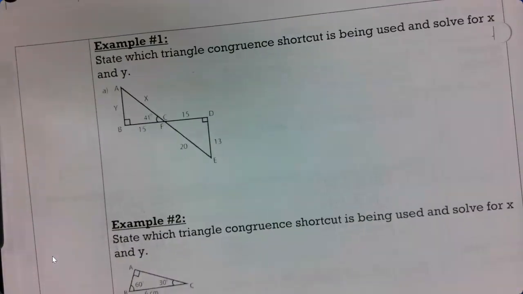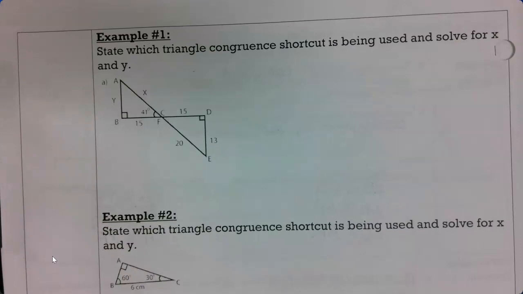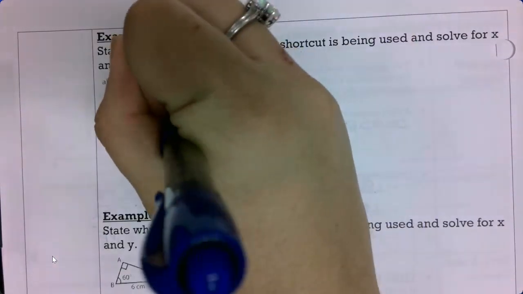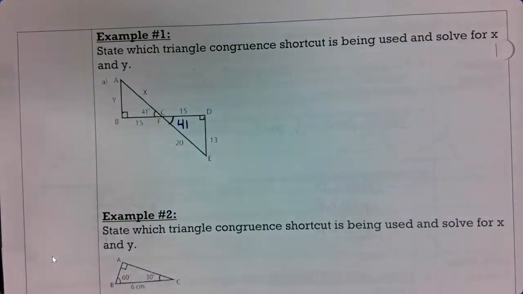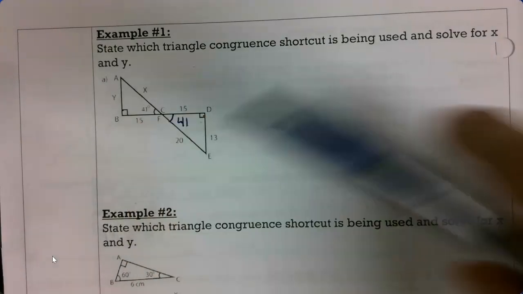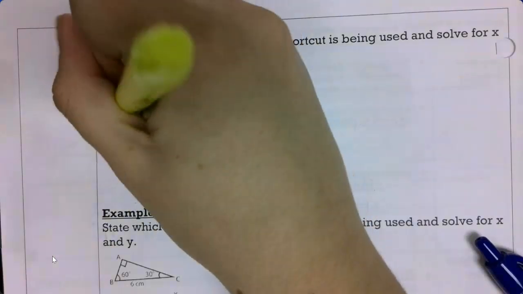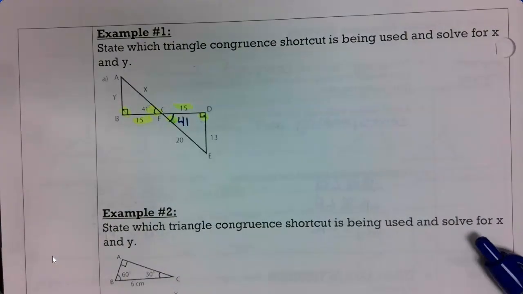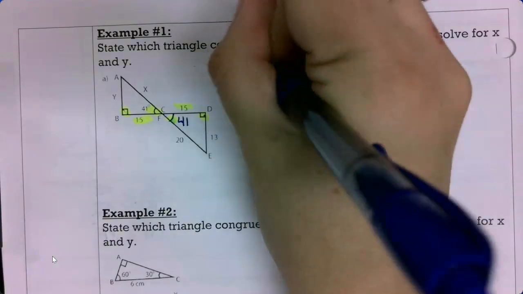Okay. So on the back side, it wants me to state which triangle congruence shortcut is being used and to solve for x and y. So if I look at this, I have these two angles that are both right angles. And then this angle right here is going to be a vertical angle with this. Remember we talked about vertical angles when we first learned about intersecting lines. And then I have this congruent side. So I'm looking at this angle, this angle, this angle, and my side. So it goes angle, angle, side. Oh well, this one is angle, side, angle.